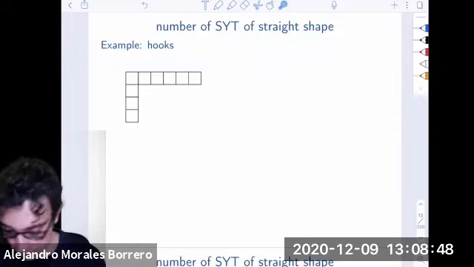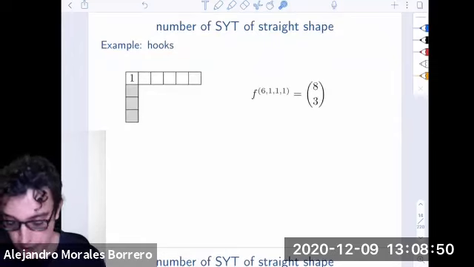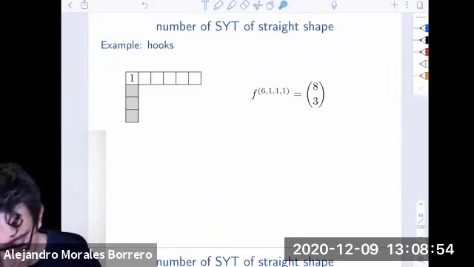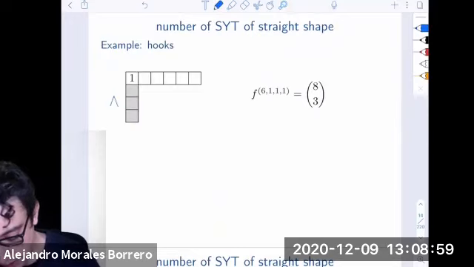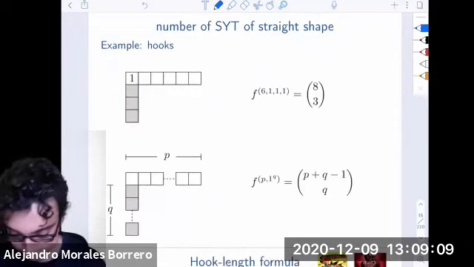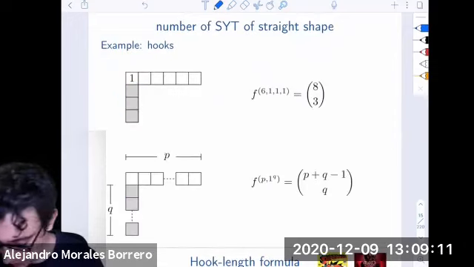Remember I mentioned hooks were counted by the binomial coefficients, because a 1 has to go here and this has to be increasing. So there are kind of 8 boxes left here. Once you pick what goes here, there's only one way to put the entries. So that's just choosing a subset. And in general you get any binomial coefficient.